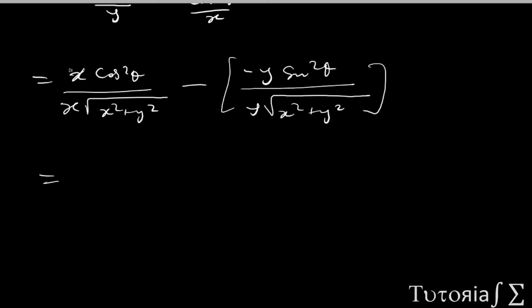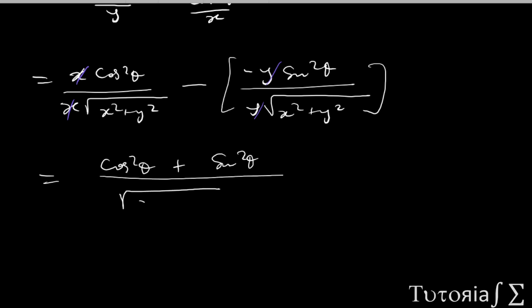So simply simplifying this, the x goes. We see that the x and the x cancel, the y and the y cancel, and this times that will give us a plus. So this will be cos squared theta plus sine squared theta, and the denominator will simply be the same, which is just root of x squared plus y squared. And this is simply equal to 1 over root of x squared plus y squared, because that numerator will give us 1.